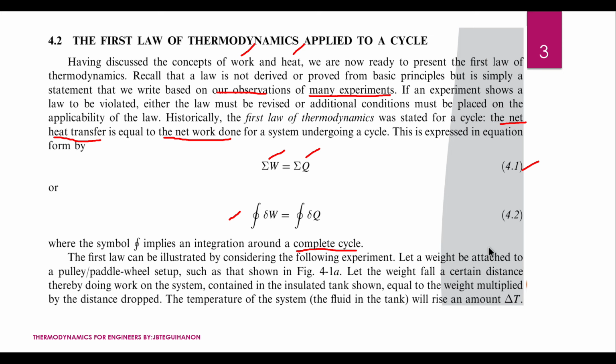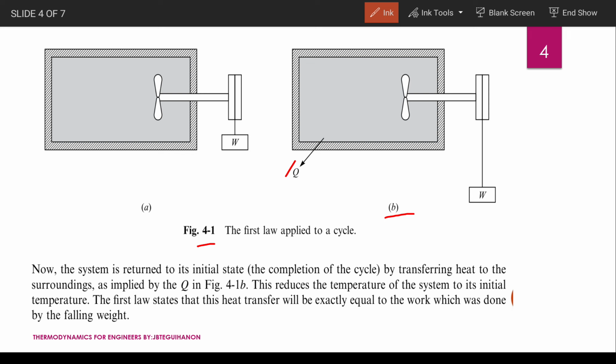Dito sa figure B, Figure 4-1, the first law applied to a cycle. This reduces the temperature of the system to its initial temperature. The first law states that this heat transfer will exactly equal the work which was done by the falling weight. So, pinoprove niya lang by experiment.